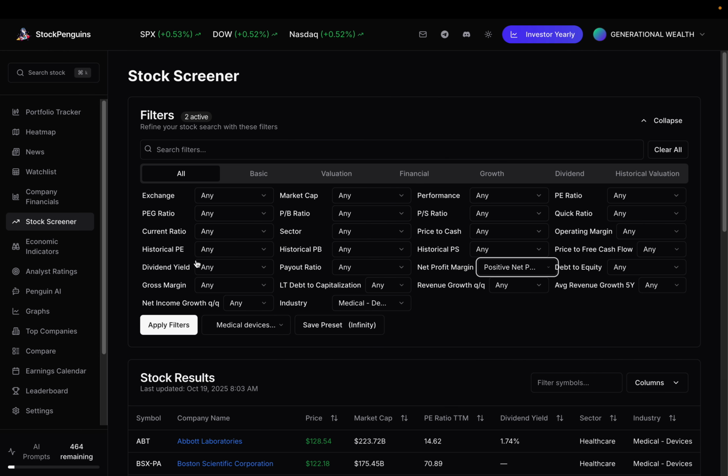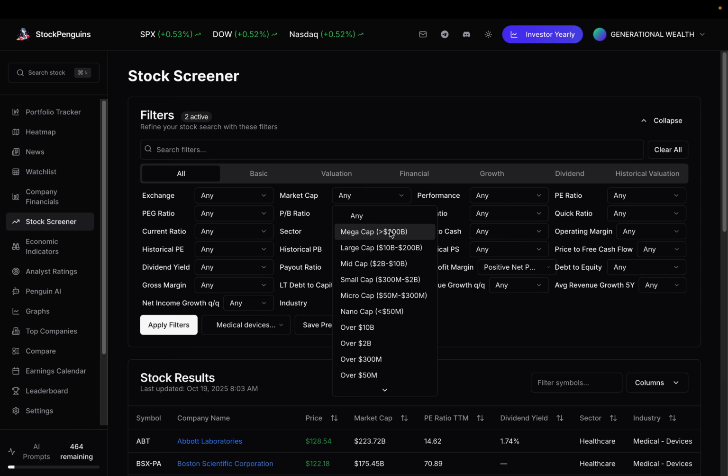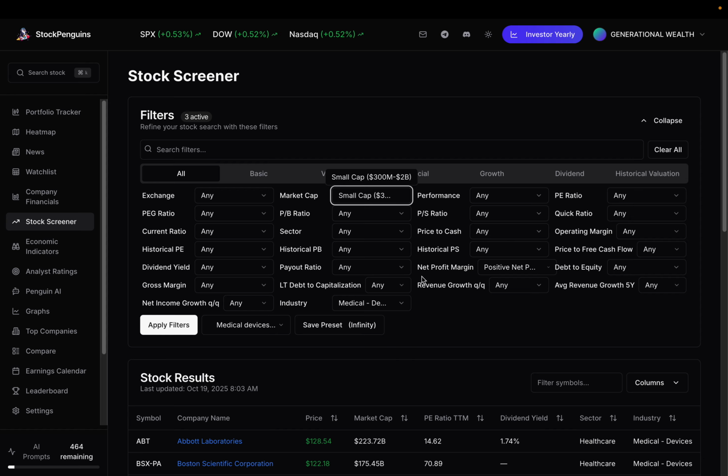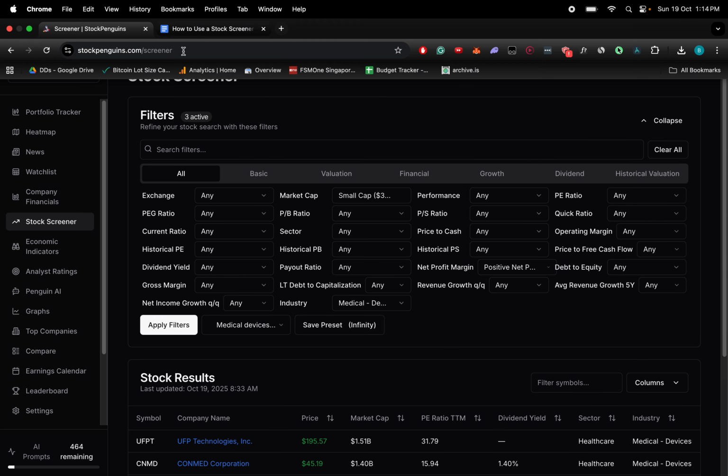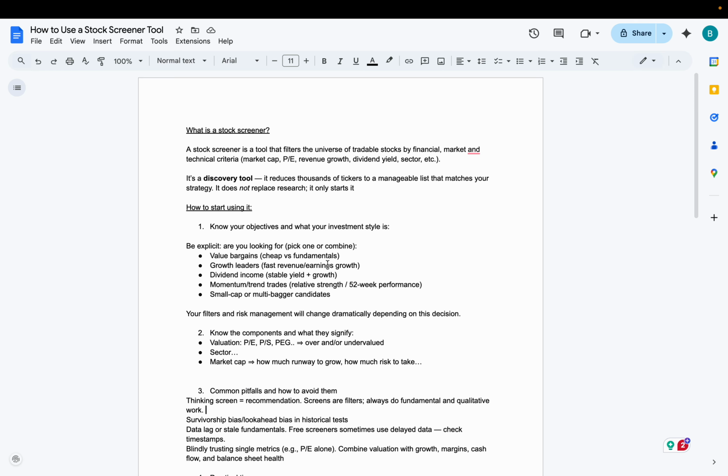But you could always play around with it by changing the market cap. If you want to say small cap, then the list will change accordingly. And this is where you can begin your deep dive and due diligence work.